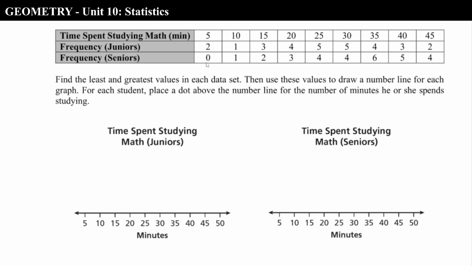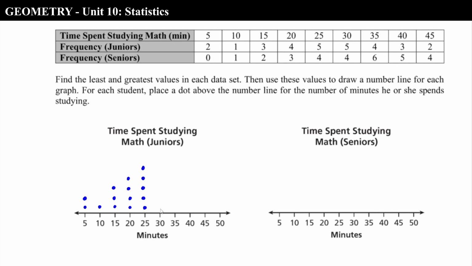If we're looking at juniors, we had 2 juniors spend 5 minutes, so you're going to put 2 dots. Then for 10 minutes, we had 1. For 15 minutes, we had 3. And we're going to make these dots go up at the same amount. See how everything lines up. For 20 minutes, we had 4, so you're going to do 4 dots. For 25 minutes, we had 5, so we do 5 dots.